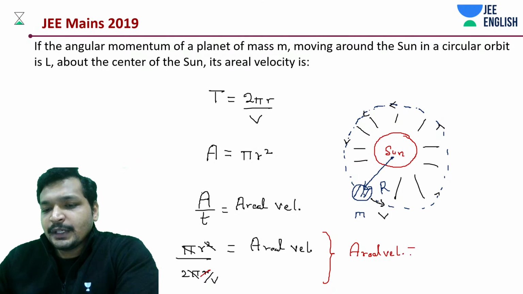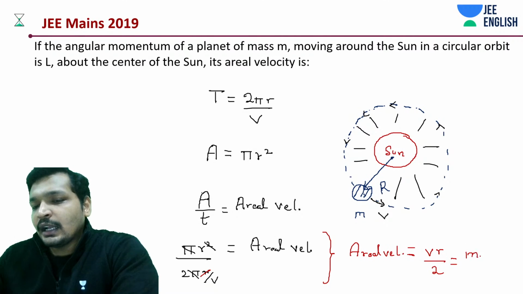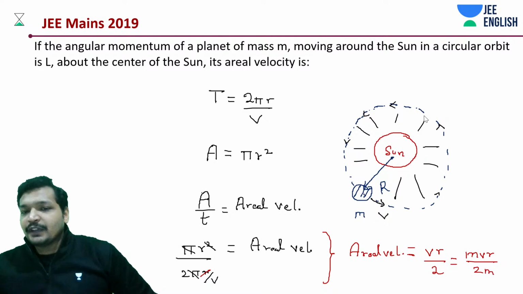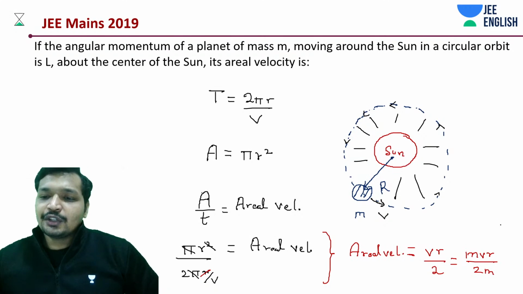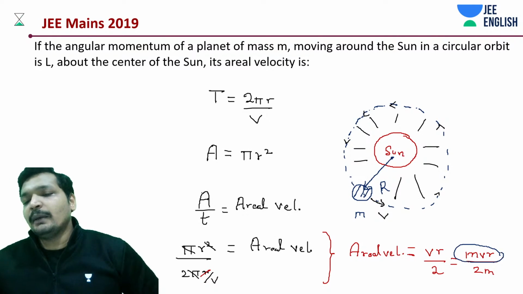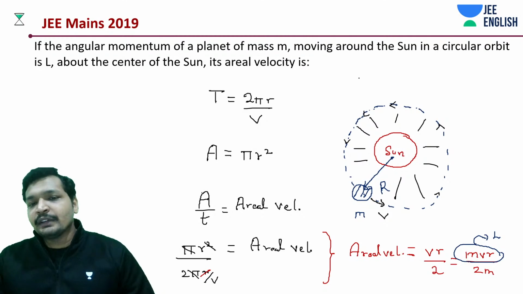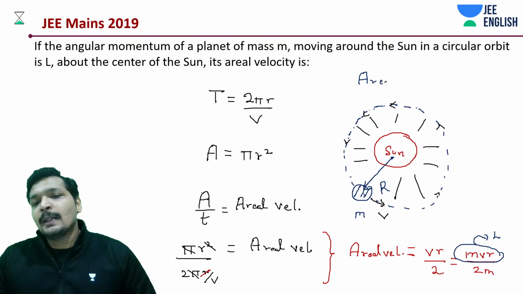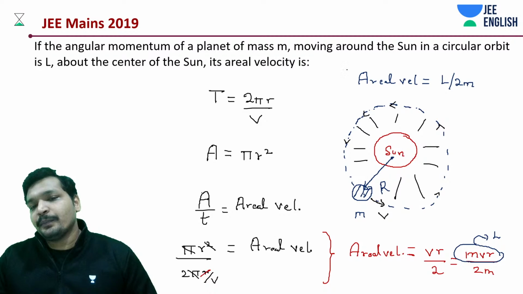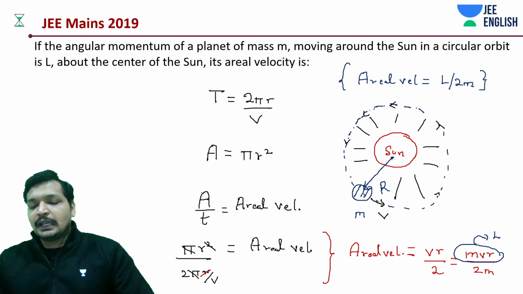We can carry it on the next page, but how much? vr by 2 multiplied with m on the numerator and m on the denominator. What do we get? mvr by 2m. And what is mvr? L. What should be the answer? L by 2m. Right? That means aerial velocity is going to be L by 2m, and it's always L by 2m, even in terms of elliptical orbit.